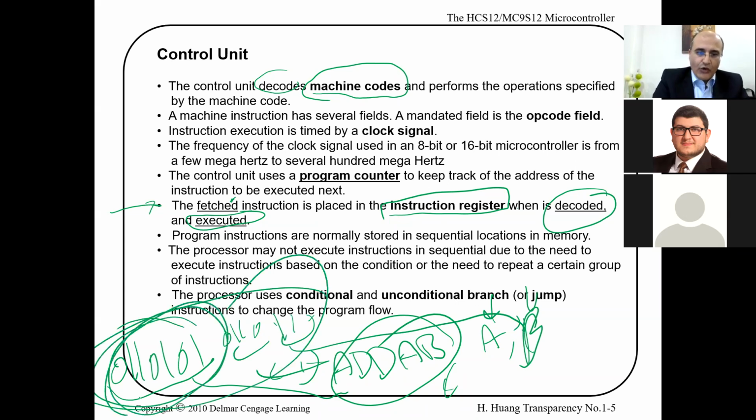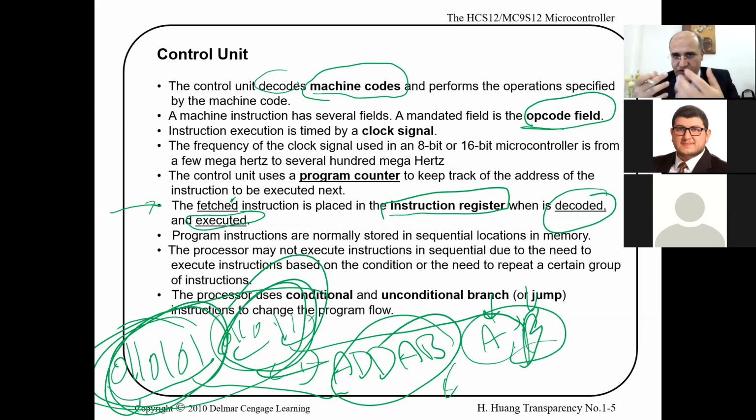This is called the opcode field. This is mandatory. And sometimes you have operand fields related to operands that could be variable, that you can change in your program, or the operands sometimes can be embedded as part of the machine code. We're going to get to that later when we talk about the addressing modes and the instruction modes.